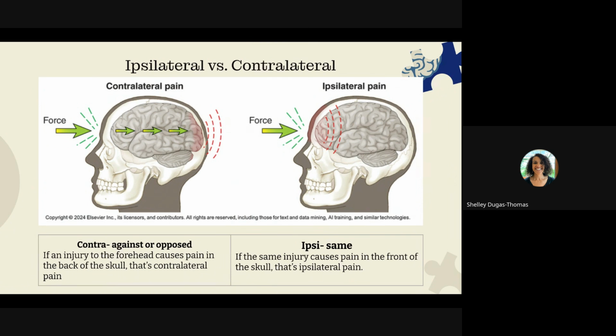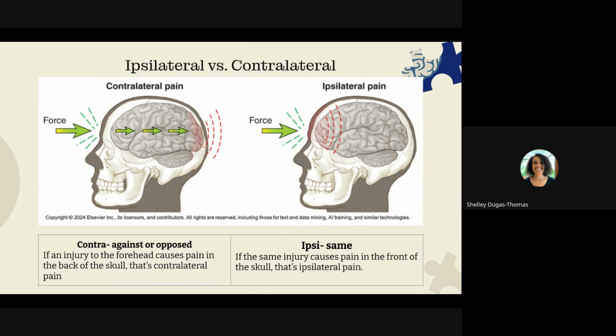So these terms are vital when conducting neurological assessments or documenting injury patterns. Contralateral, contra means opposite. In head trauma, we often look at a coup contrecoup injury. If a patient is struck on the left side of the forehead, but the brain tissue rebounds and hits the right side of the skull, causing pain or damage on the opposite side, that is a contralateral effect.